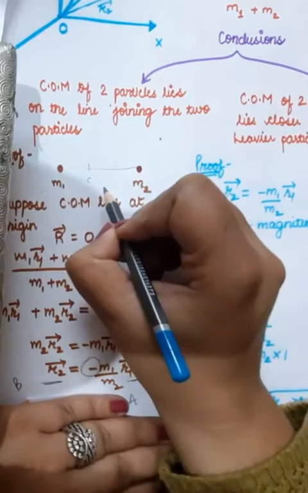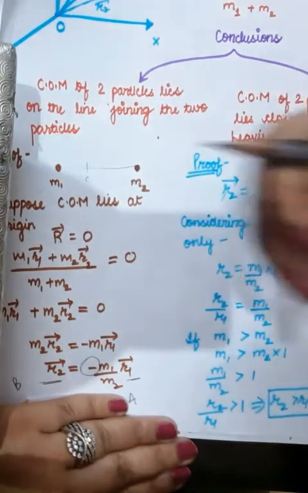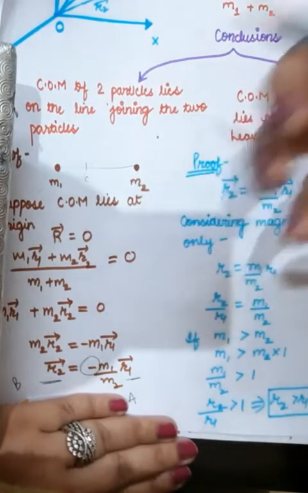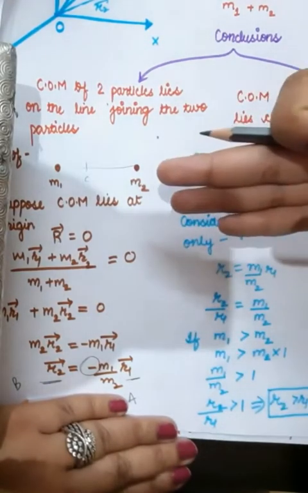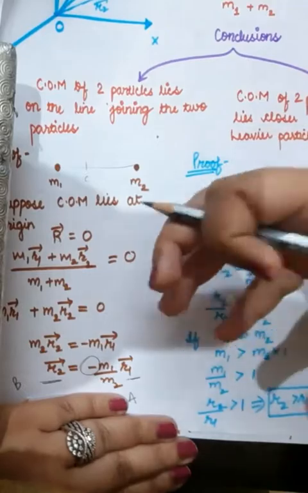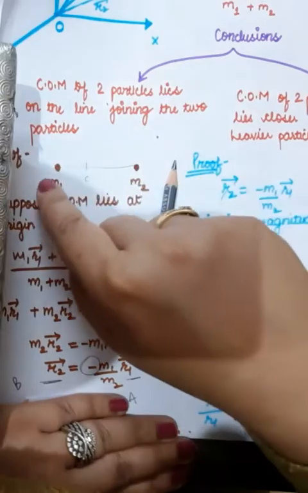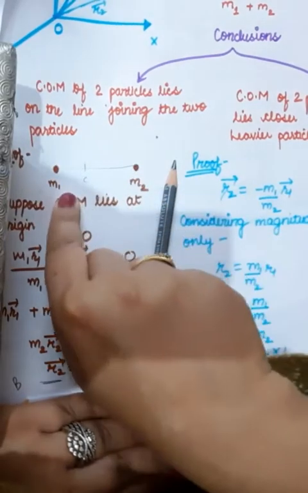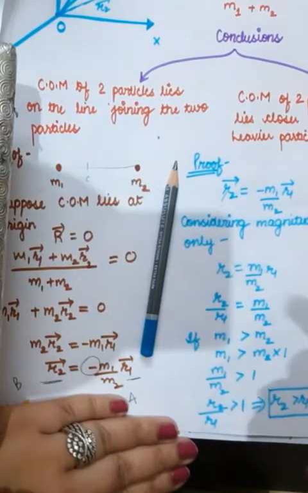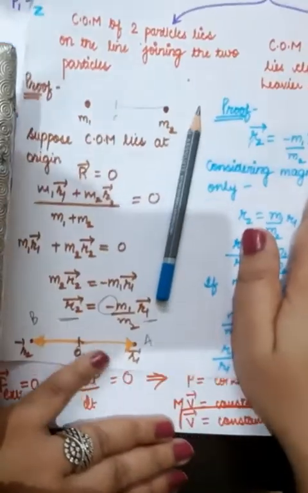It's not necessary. Center of mass always decides its position according to the mass distribution. Like if you have a two particle system, then the center of mass will always lie closer to the heavier particle. I repeat, if you have a two particle system, then center of mass will first of all lie on the line joining those two particles, and secondly, it is going to lie closer to the heavier particle. So let's have a look.